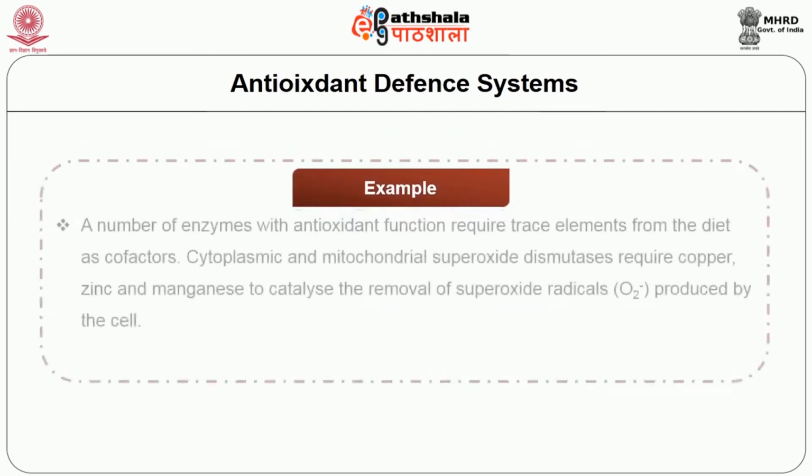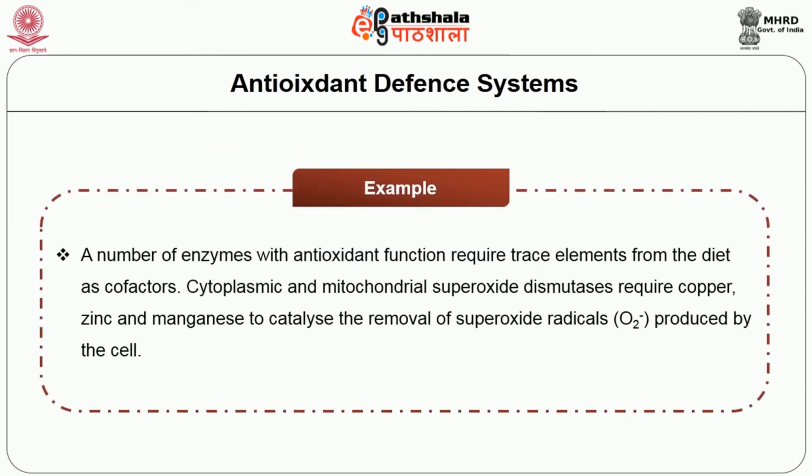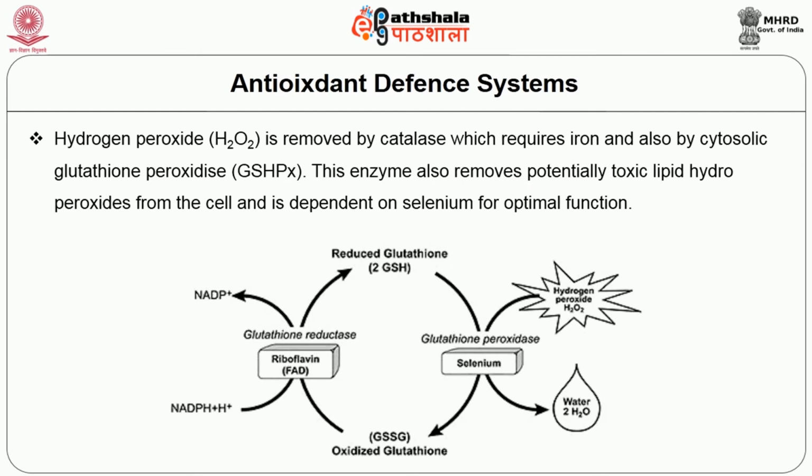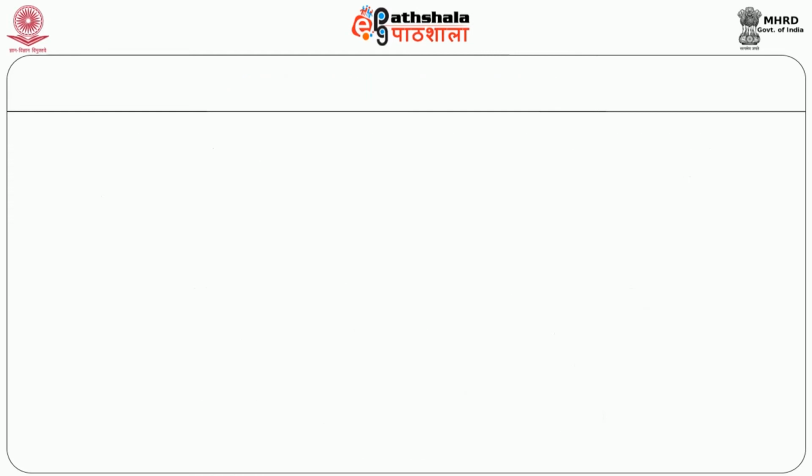For example, a number of enzymes with antioxidant function require trace elements from the diet as cofactors. Cytoplasmic and mitochondrial superoxide dismutase require copper, zinc and manganese to catalyze the removal of superoxide radicals produced by the cell. Hydrogen peroxide is removed by catalase, which requires iron, and also by cytosolic glutathione peroxidase. This enzyme also removes potentially toxic lipid hydroperoxides from the cells and is dependent on selenium for optimal function.